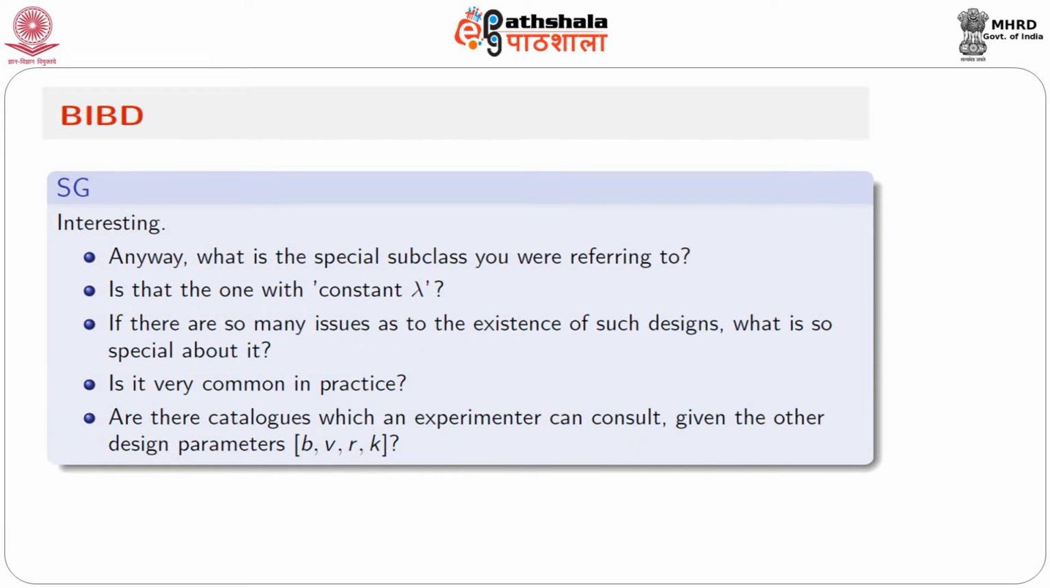It's really interesting. Anyway, what is the special subclass you are referring to? Is that the one with constant lambda? If there are so many issues as to the existence of such designs, what is so special about it? Is it very common in practice? Are there catalogs which an experimenter can consult given the other design parameters, that is B, V, R and K?